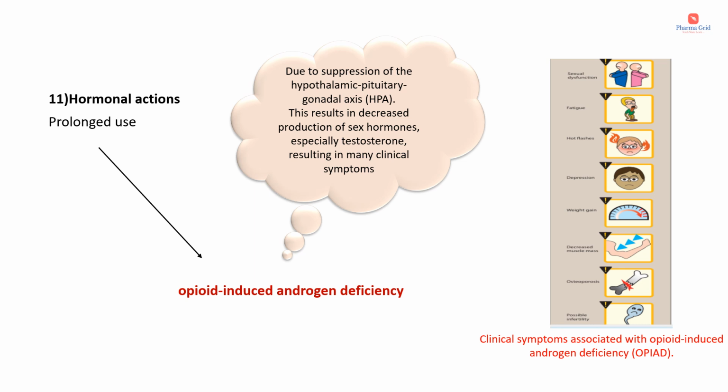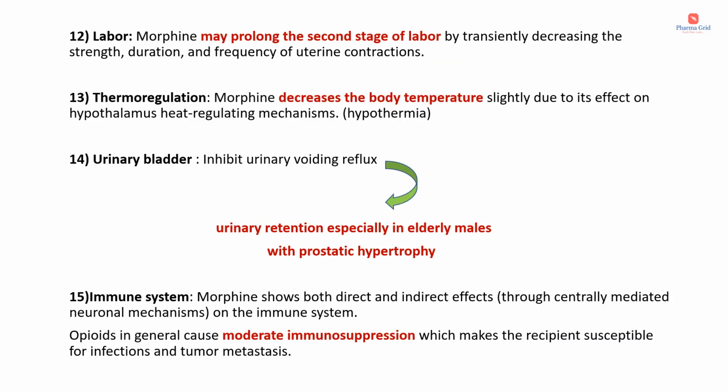So here you can see the clinical symptoms associated with opioid-induced androgen deficiency. The symptoms include sexual dysfunction, fatigue, hot flashes, depression, weight gain, decreased muscle mass, osteoporosis and possible infertility. Next one is labor. Morphine may prolong the second stage of labor by transiently decreasing the strength, duration and frequency of uterine contractions. Next is thermoregulation.